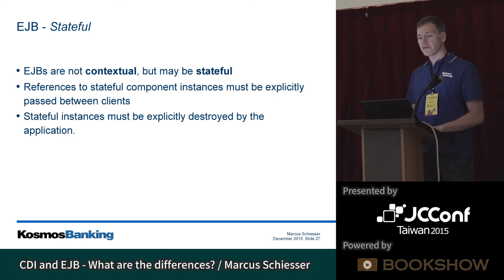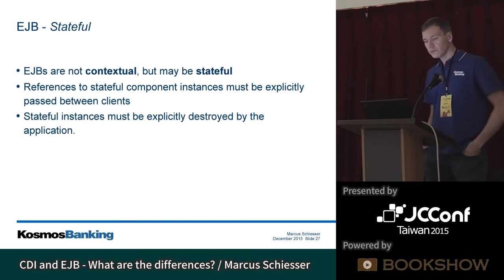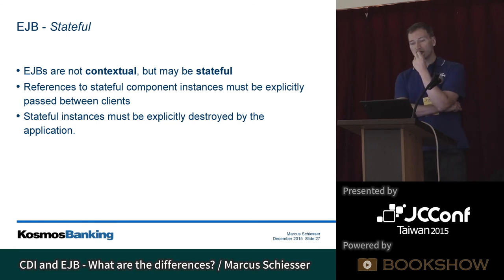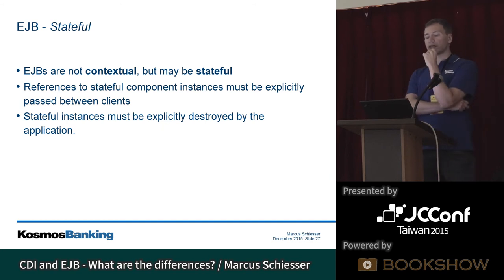Now there also exists something like stateful, just for completion. We have it here, it's not used that much anymore. As said, the EJBs are not contextual, but they may also be stateful, so you can store state there. If you have a reference to one of these stateful component instances, basically the caller of the object is getting from the EJB implementation a reference to that EJB. And then you can pass that reference to another caller, but you have to do that manually. And then the other caller can reuse it. And you must also explicitly destroy them. There's a remove annotated method that you have to call, and then basically the EJB implementation will mark the bean for getting destroyed.